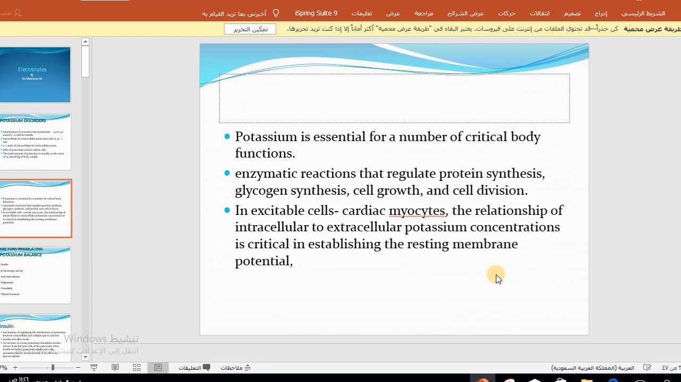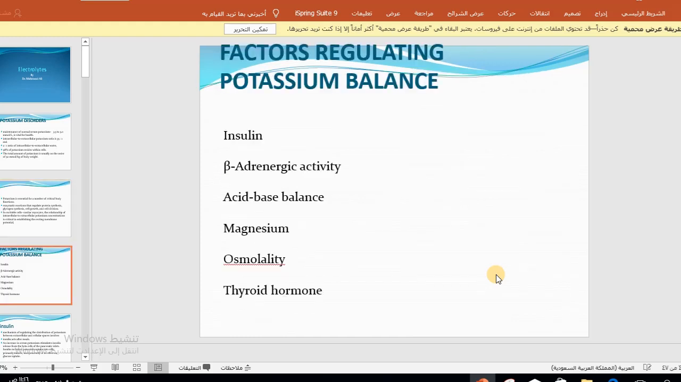Potassium is essential for a number of critical body functions. Enzymatic reactions that regulate protein synthesis, glycogen synthesis, cell growth, and cell division are dependent on potassium. In excitable cells also, it is vital. Cardiac myocytes and skeletal muscle contractions are dependent on potassium. The relationship of intracellular to extracellular potassium concentration is critical to establish the resting membrane potential.